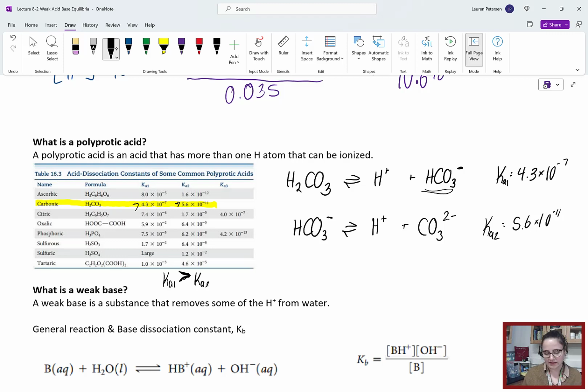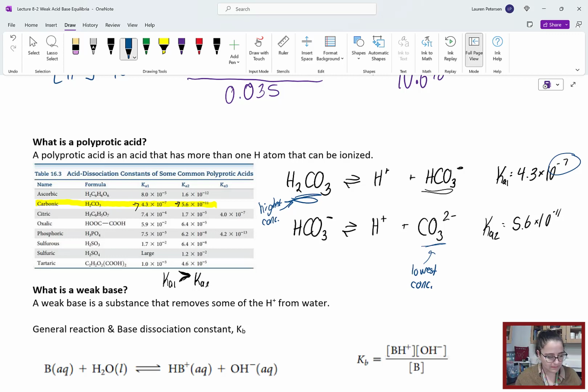So sometimes they'll ask you about the concentration of these different ions in solution. So this one would be the one present in lowest concentration, where since this is still a product favored reaction in a solution of carbonic acid, the carbonic acid will still be what's present in the highest concentration. Okay, cool.